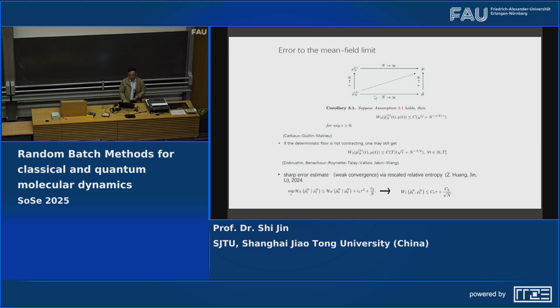If you do the analysis, the error is the summation of a random batch error plus the mean field error. The mean field error is usually 1 over square root of n. So you see, if n is large, this is not only a good method to solve the particle system, it's also a good method to solve the mean field equation.